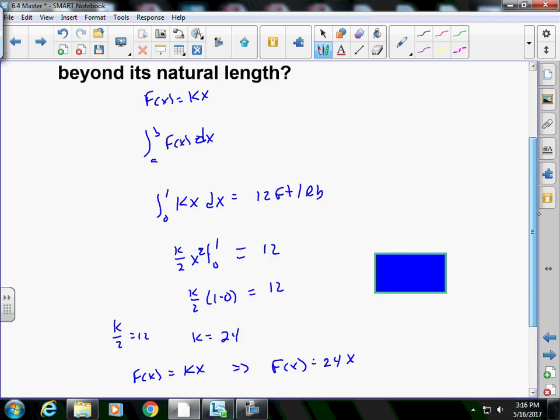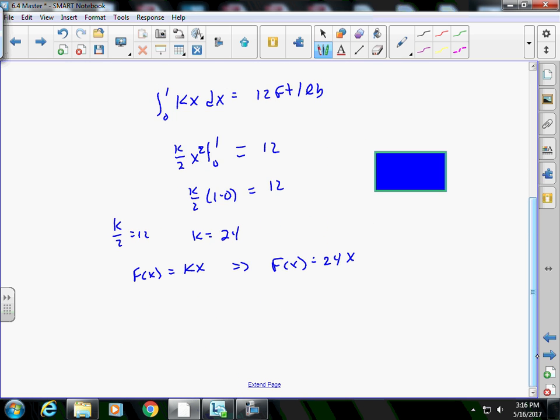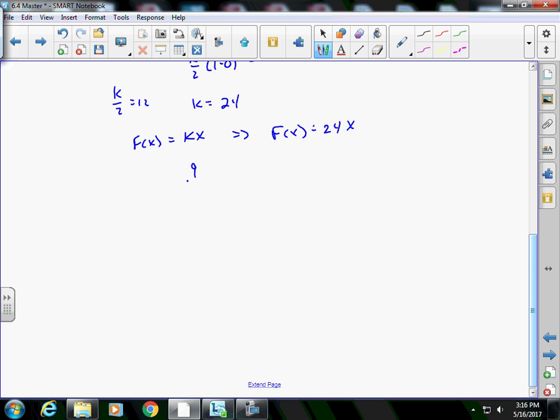So now we go back up here and see what we want. We want to go 9 inches. So 9 inches is 9/12, right? Because we want to be in feet. We can say that's 0.75. So we want to go from its natural length to 0.75. The function is 24x dx, where I get 12x squared from 0 to 0.75.